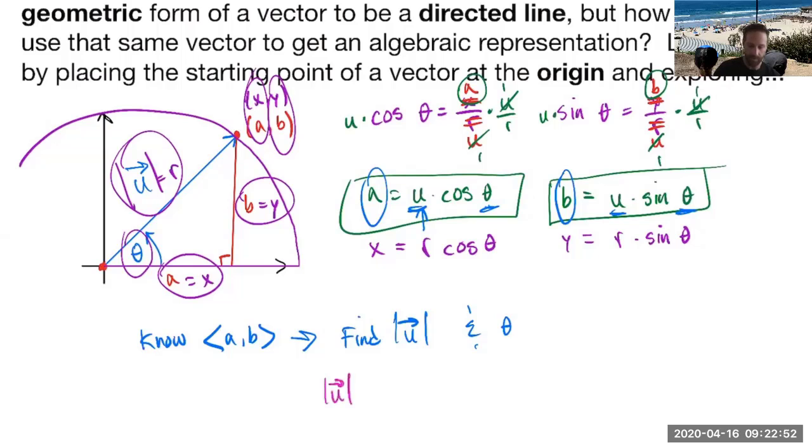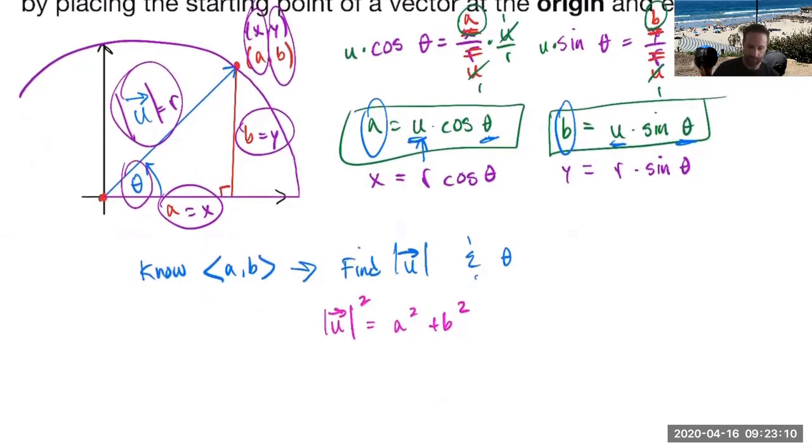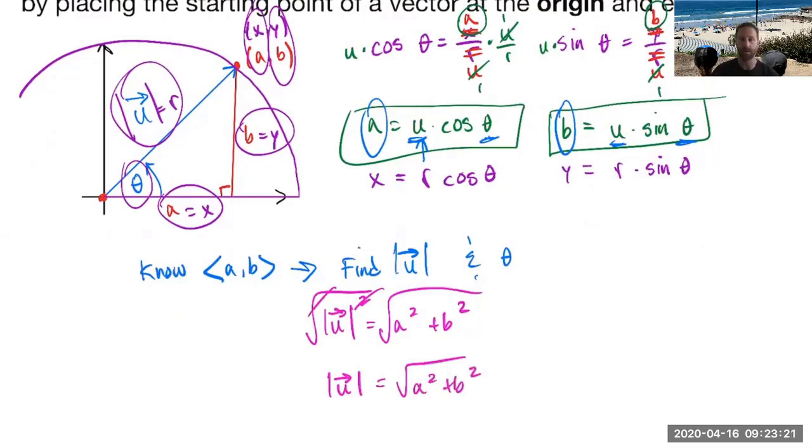So all we have to do to find u, the length of it, we call the magnitude, is just set up our Pythagorean theorem, which remember would be a squared plus b squared equals u squared. So then we would have to take the square root of this whole thing to find the length or magnitude of our vector.